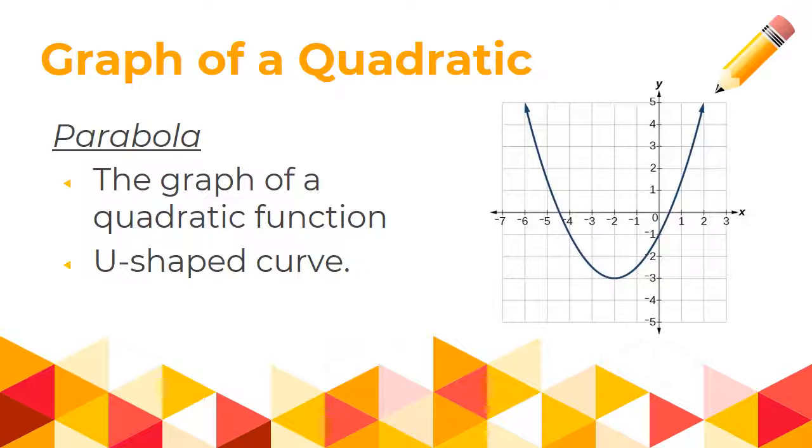Let's go over a few terms before we work on our examples. The term parabola describes the graph of a quadratic function. Remember, quadratic means that the highest exponent is 2. That's one of our terms from the last unit. A parabola is also considered a U-shaped curve. So whether it's an upwards U or a downwards U, you're always going to have that U shape.